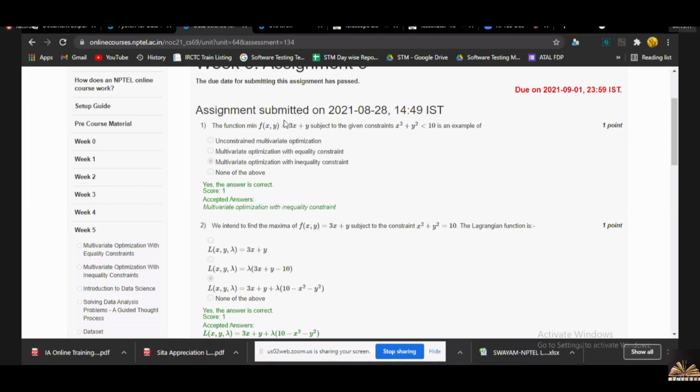Obviously here two variables are involved, so multivariate, and this is an inequality constraint where the less than symbol is used. Below 10 is the constraint. Below 10 it can be 10, 9, 8, 7, or 6. So it's not exactly equal to. They have given less than or below 10. So for this question the answer is multivariate optimization with inequality constraint.